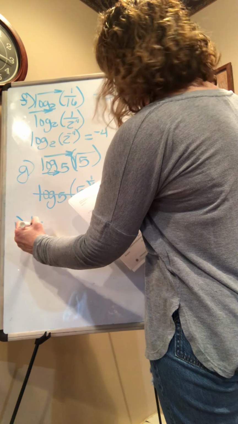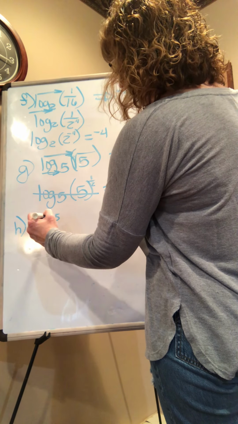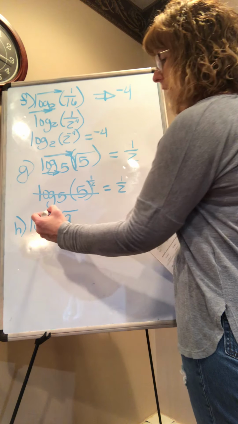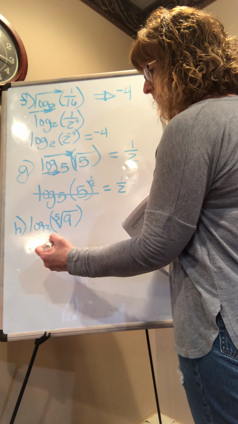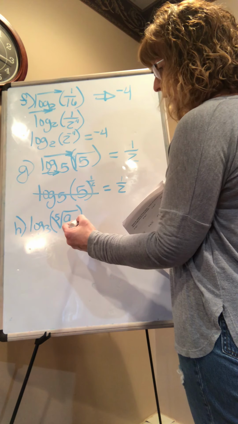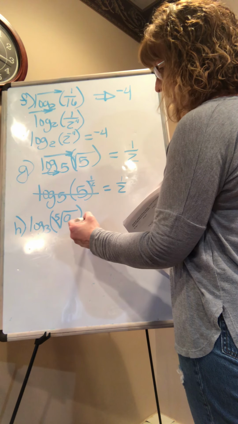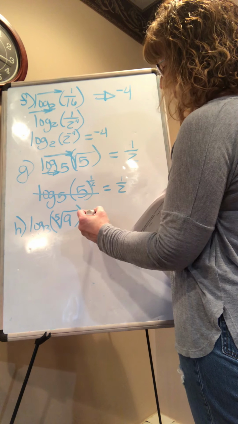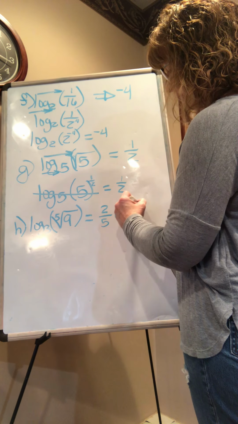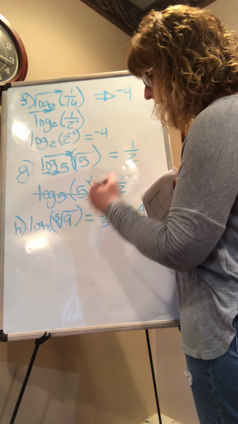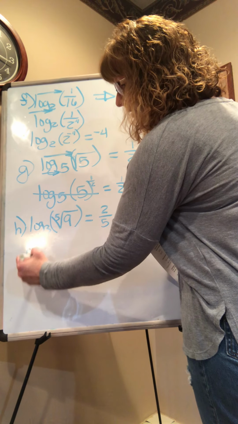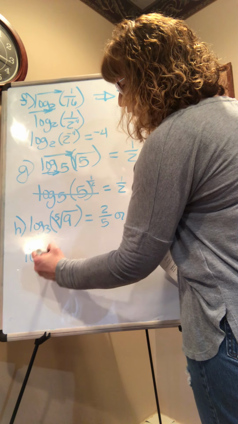And so now I have h. So I have log base 3 of the 5th root of 9. Well, that's crazy. But again, you can type this in. And when you do, you're going to get 2/5, or 0.4. And the reason for that, again, is let's take 9 and the base of 3, and let's write this as log. 9 is 3 squared.